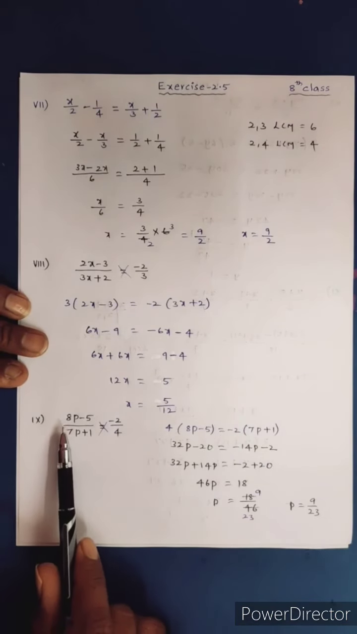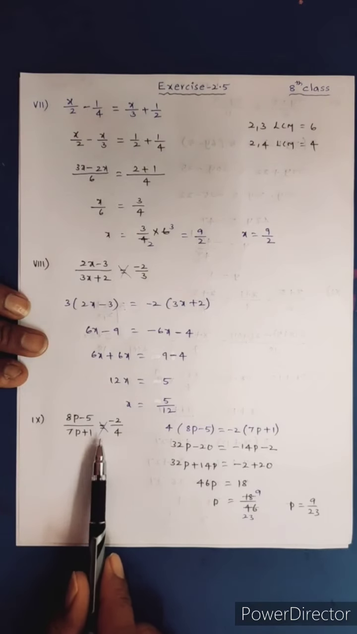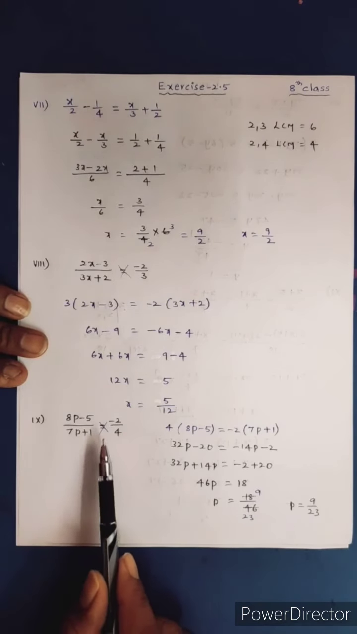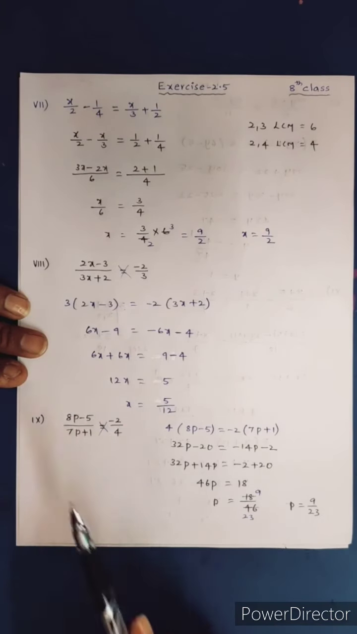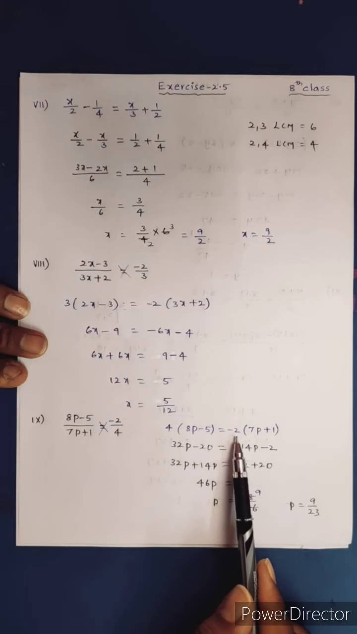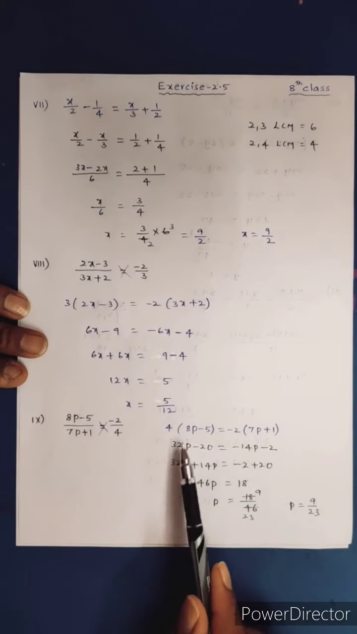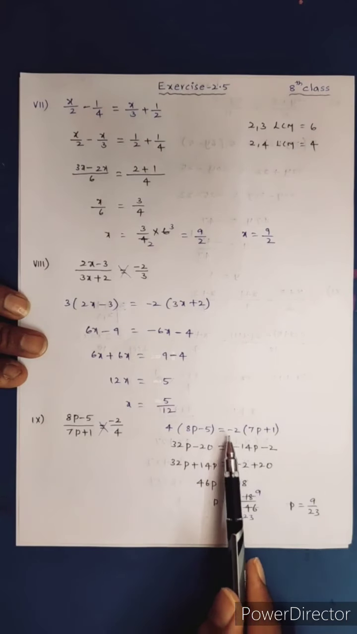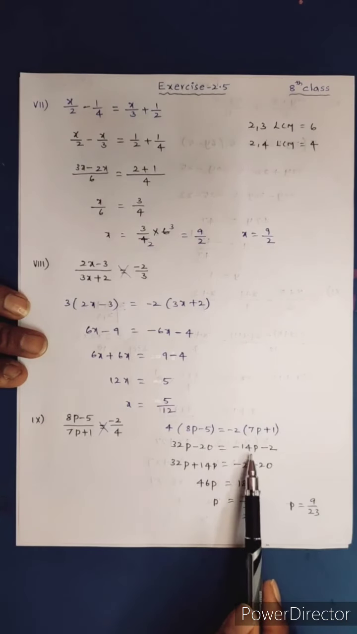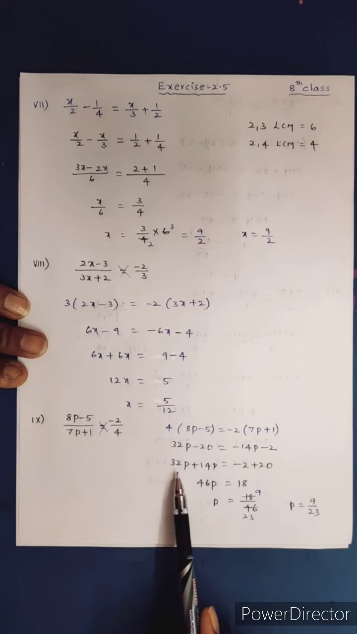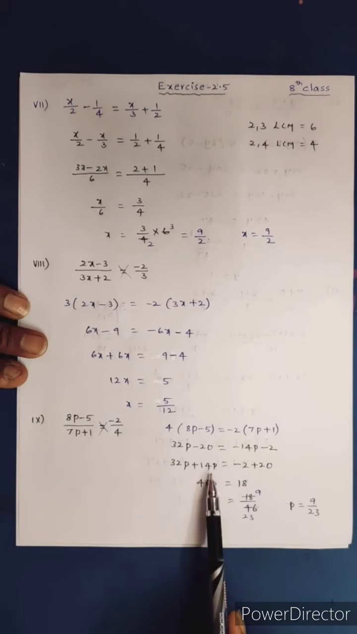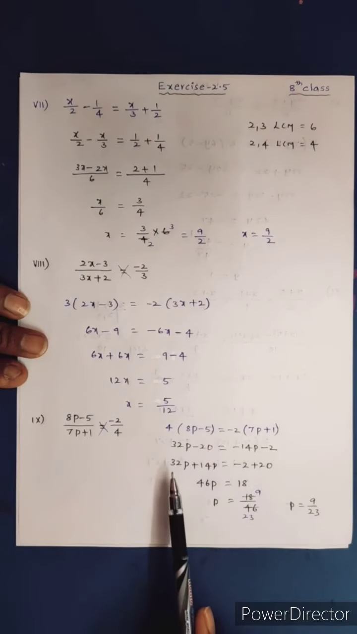Ninth problem. 8p minus 5 by 7p plus 1 is equal to minus 2 by 4. Again, do the cross multiplication in this problem also. 4 this side, minus 2 this side. 4 of 8p minus 5 is equal to minus 2 of 7p plus 1. 4 8s are 32p minus 4 5s are 20 is equal to plus into minus, minus 2 7s are 14p, minus into plus, minus 2 1s are 2. Now take all variables on one side. 32p minus 14p, this side plus 14p, is equal to minus 2 minus 20, is equal to that side plus 20. 30, 10, 40, 4 and 2, 46.